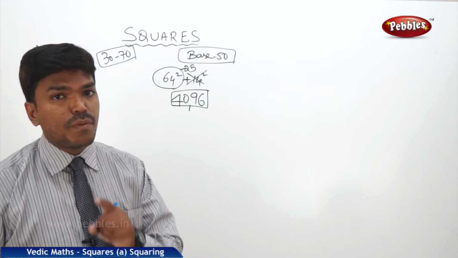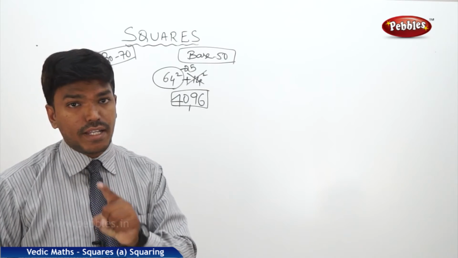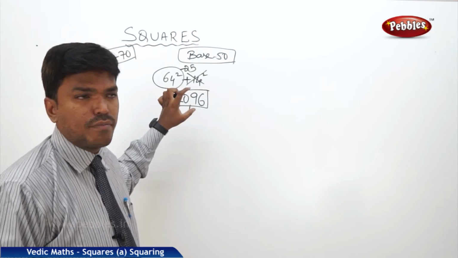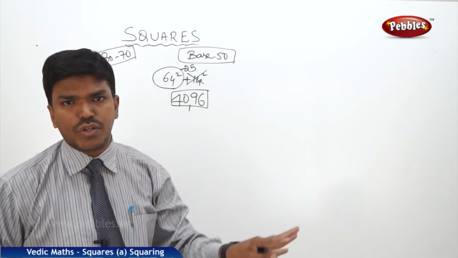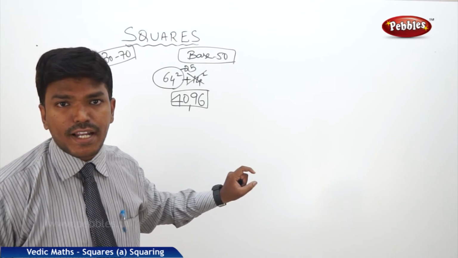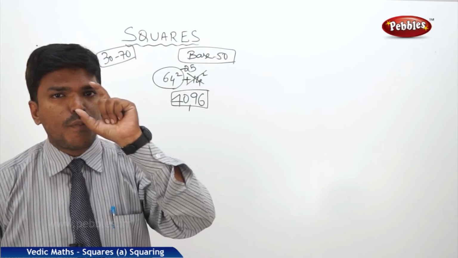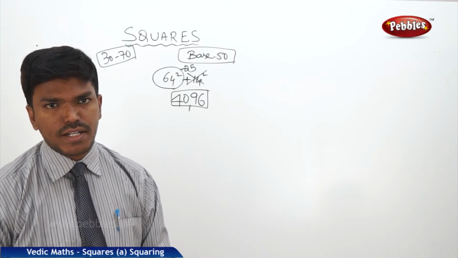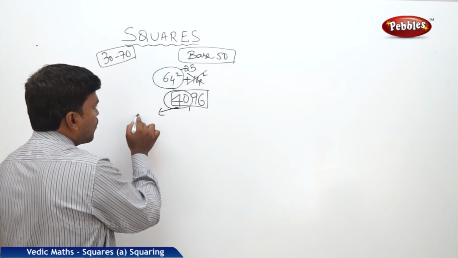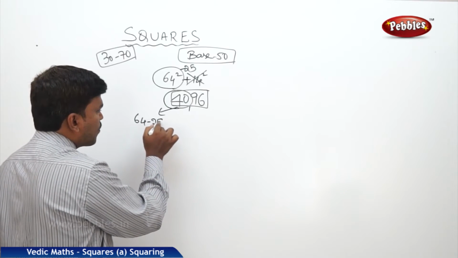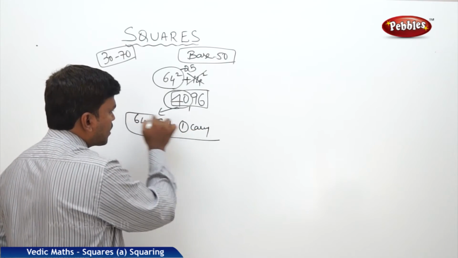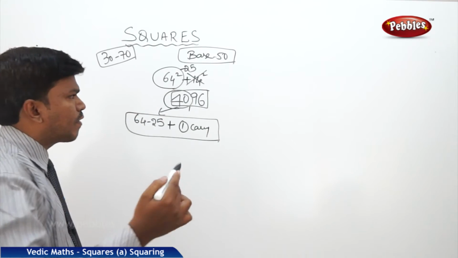But one important thing to keep in mind is that for the left side part of the answer, whether the number is more than the base or less than the base doesn't matter to us. What is important is that the left side part of the answer is obtained by subtracting 25 from the main number. Understand? Remember how we got this 40: by subtracting 25 from 64 and adding 1 carry. We'll take one more example.